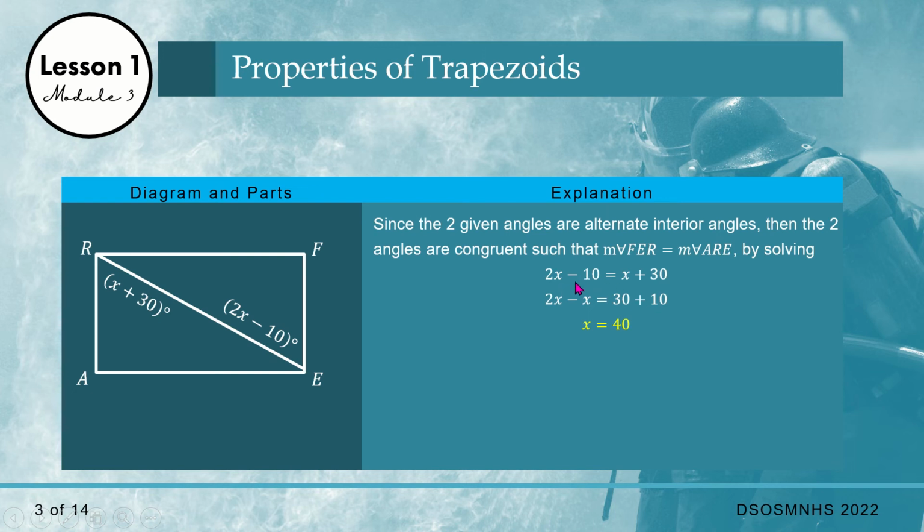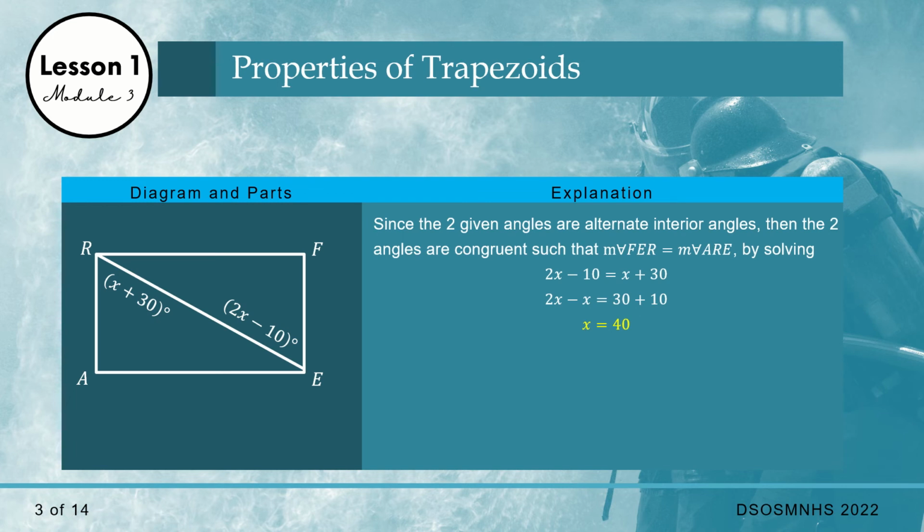The minus 10 or negative 10 on the left side, when transferred to the right side of the equation, will change its operation. So it becomes plus 10. So, 30 plus 10 is 40, while 2x minus 1x is x or 1x. Or simply x is equal to 40.